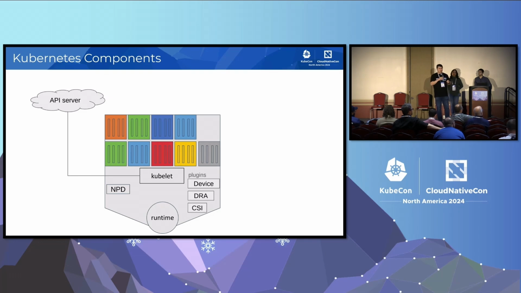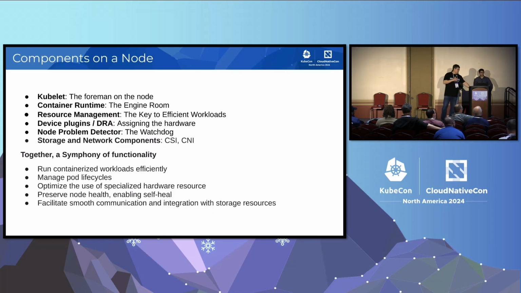Nowadays, you need to draw more pictures. Now we're talking a lot about AI/ML, and a lot about extra devices. So Kubelet by itself is already not enough to manage all those devices. So we have plugins. Today we have two different types of device plugins, device and DRA, and we have a CSI plugin as well for complexity, and we also have some monitoring on top of it, like NPD.